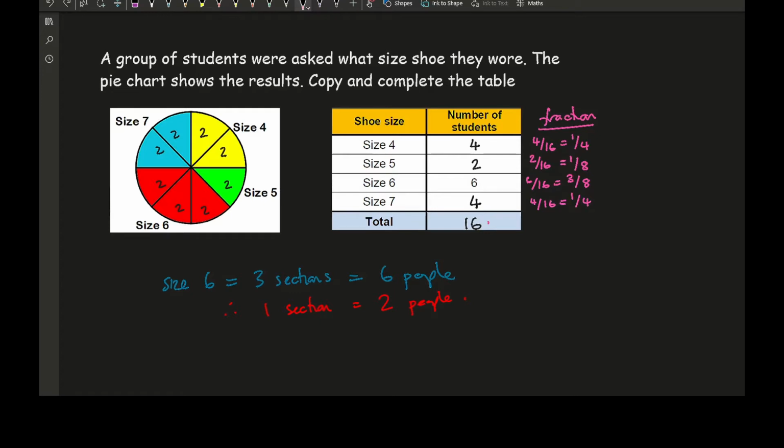So again, if it asked me for a fraction, I could easily do it. If it went on to ask me for the percentage, all I need to do is multiply each of these numbers by 100. Oh, let's get the multiplication right. And that would then give me the percentage of each of those.